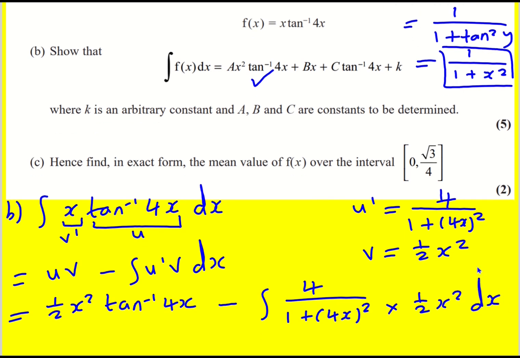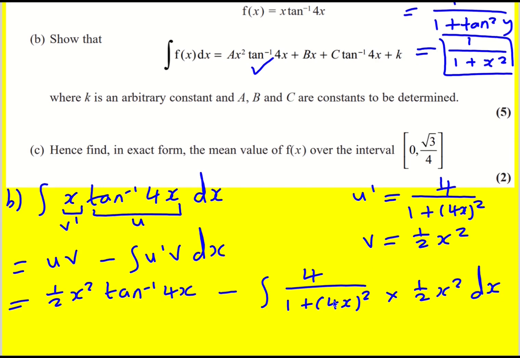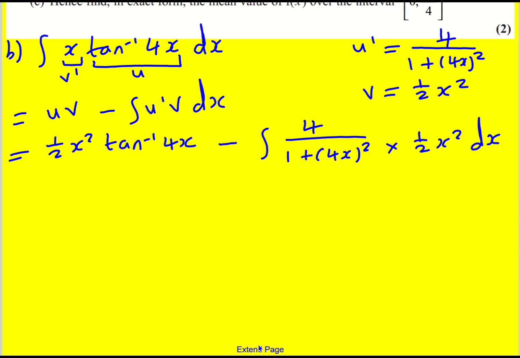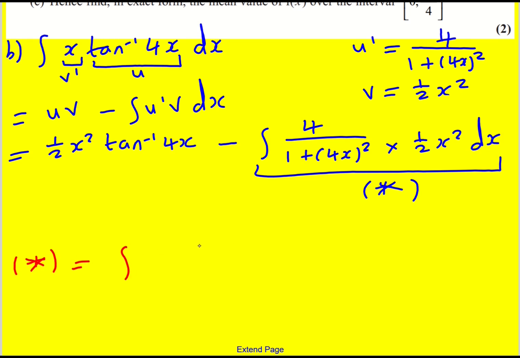And it's this now we've got to contend with. Somehow we're going to be able to integrate it. Okay, just going to focus on this in isolation. Let me label it star. And star will become the integral of 2x squared over 1 plus, for the moment I'm going to expand it, 16x squared dx.